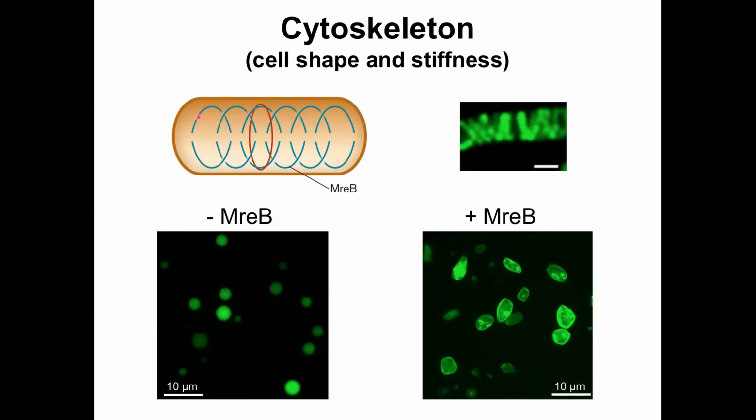E. coli has a peptidoglycan, but it's not enough. MreB is very important for the mechanical stiffness of E. coli. And not only that, but it gives the shape of E. coli. If you remove MreB, you get some E. coli cells that are spherical. MreB gives the rod-like shape. That is E. coli that you see. You see it makes some kind of structure, helical structure in the bacteria.